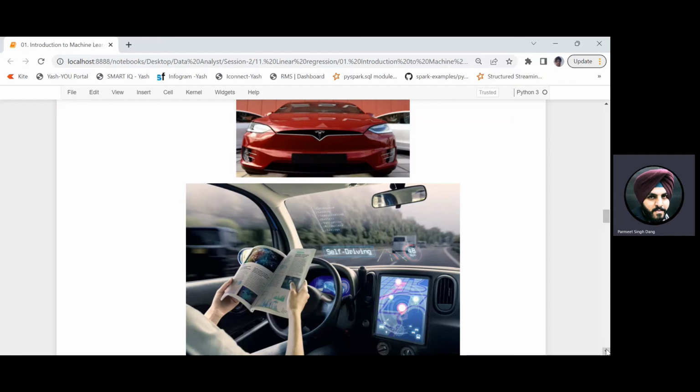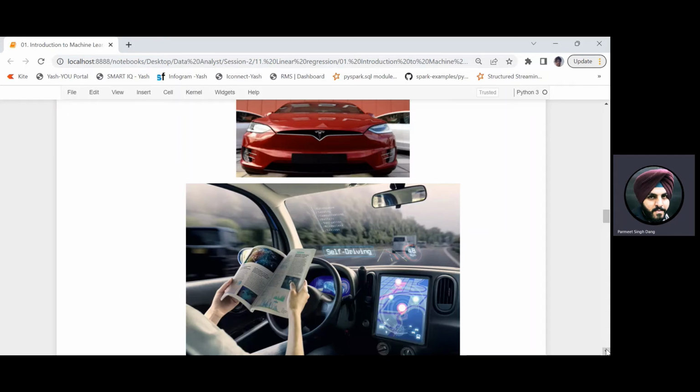It also has cameras. Cameras would detect the objects. Then this Tesla car would keep on learning your driving skills. Let's say how a baby learns slowly and steadily, and then becomes mature enough.